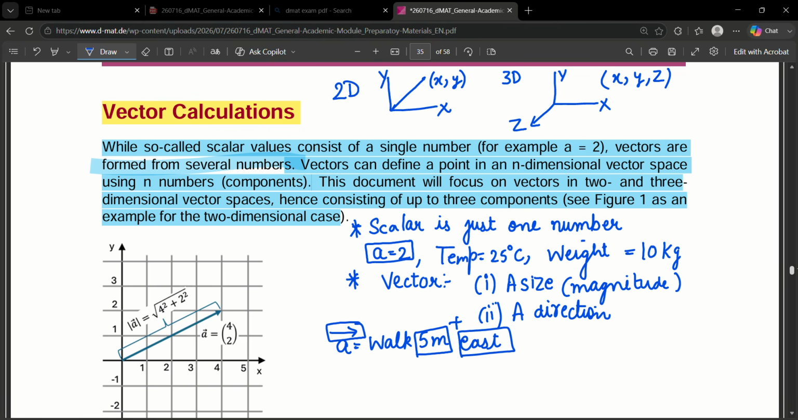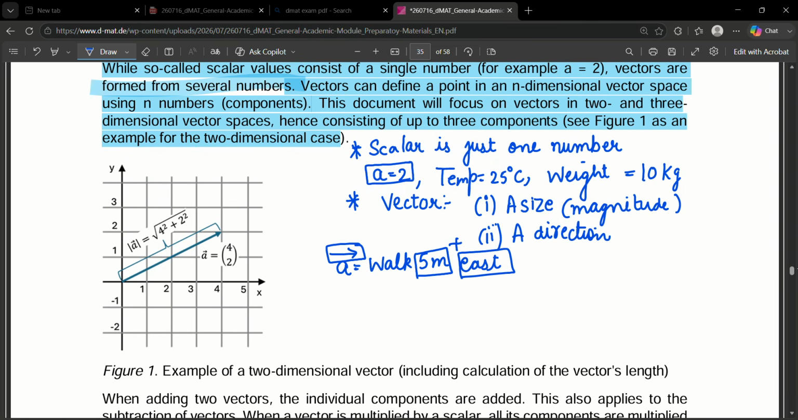So first of all they are talking about, look at figure 1 here. Basically this is a graph. They are giving you a vector here. How are we going to define this vector? First of all, you should have that knowledge. What is the point here? That is 4, 2. 4 units on the x axis, 2 units on the y axis.